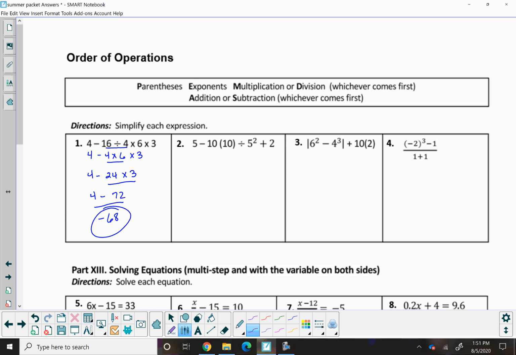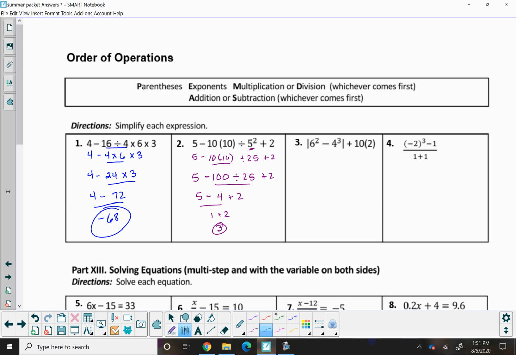Let's do this one. I have to do the exponents first. So I have 5 minus 10 times 10 divided by 25 plus 2. Do the multiplication. So I have 5 minus 100 divided by 25 plus 2. Do this. So 5 minus 4 plus 2. I do this first. So I get 1 plus 2, which I know is 3.